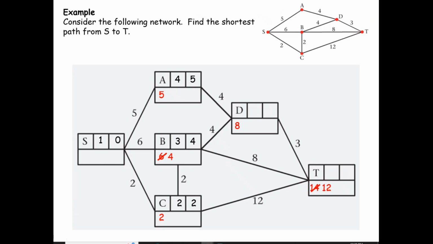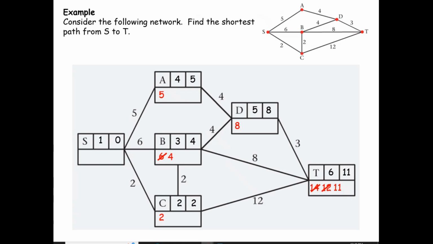Out of the 2 left, D is the smallest, so we label that up with number 5 and a permanent label of 8. Look at the ones directly connected up to D. So A and B are already dealt with, but we've got 8 plus 3 gives us 11, which now goes underneath T because it's the smallest. That's smaller than 12. T is the only one left to label up, so I'll label that up with the number 6 and a permanent value of 11. This value of 11 is the shortest distance that you can have from S to T.